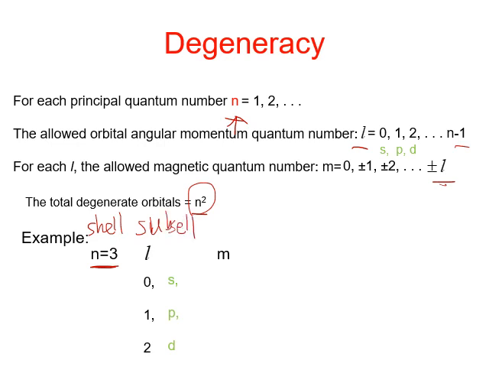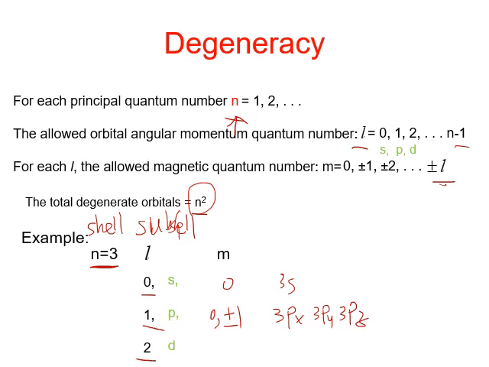So 3 subshells. Each subshell may have different orbitals. When L equals 0, there's only one M. M can be 0. So that's a 3s orbital. When L equals 1, then M can be 0, positive, or negative 1. So you have 3 orbitals. That's 3px, 3py, 3pz.